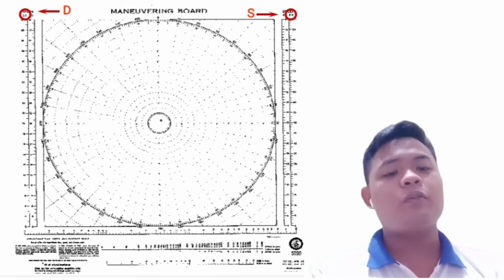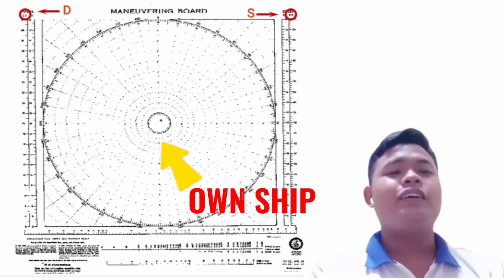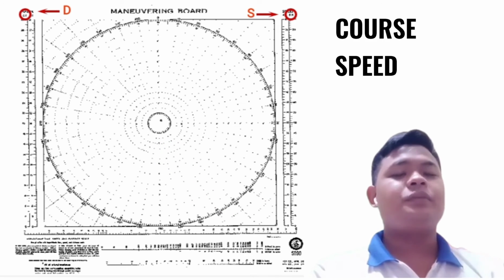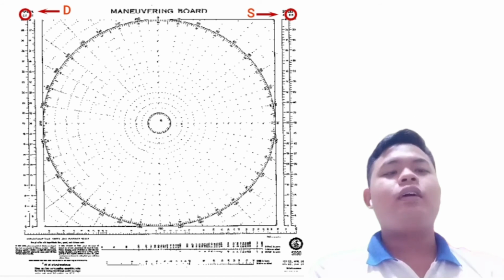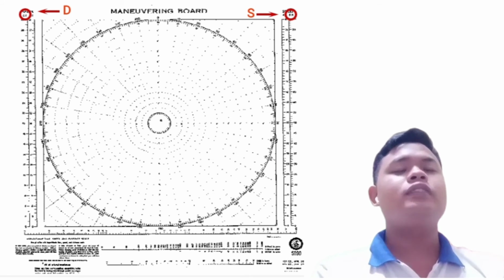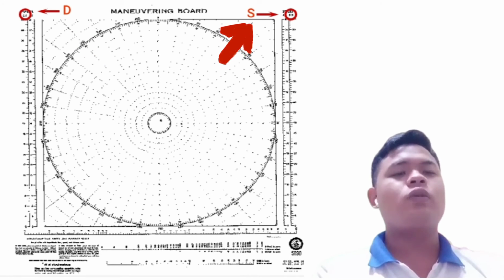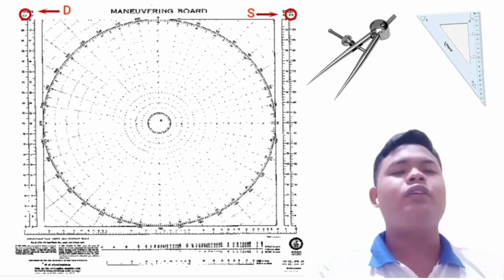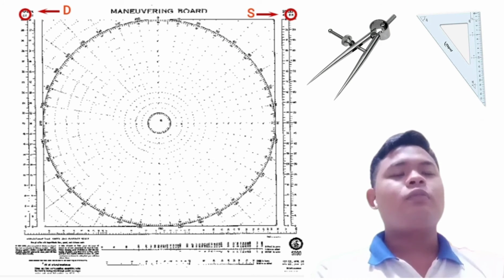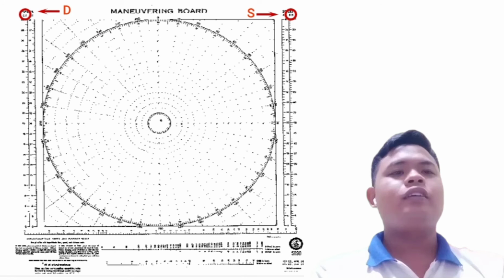In setting up your maneuvering board, you need to plot yourself at the center of the maneuvering board. Then plot your ship's course, speed, and distance. For example, you are on a course of 050 degrees true and a speed of 15 knots. In the maneuvering board, you can see on the left the distance scale, and on the right the speed scale. Using your compass divider and triangular ruler, you can plot yourself on the maneuvering board. In determining CPA, the next reporter will explain that to you.